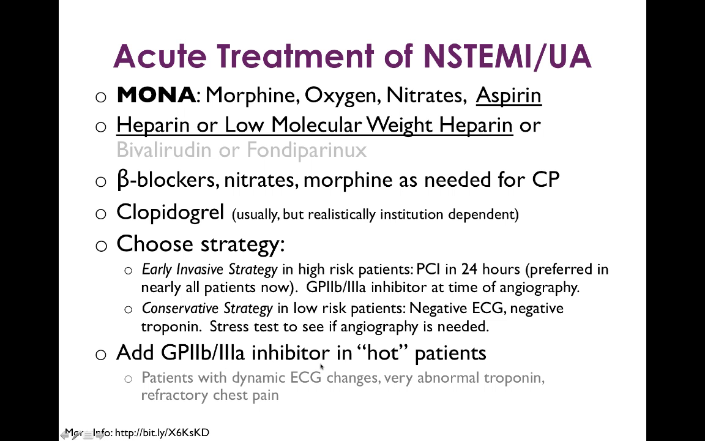So a lot of this is detail, but what I really want you to understand is MONA, heparin or low molecular weight heparin, chest pain relief, clopidogrel, and probably angiography. That's really the bottom line for acute treatment of non-ST elevation MI or unstable angina.